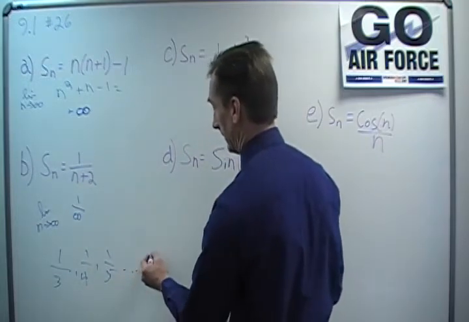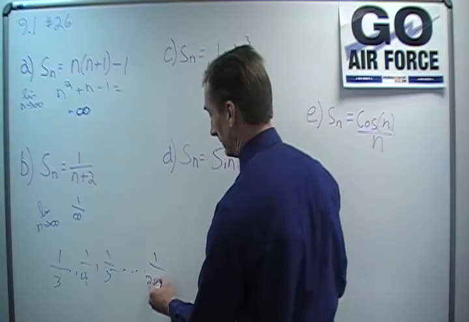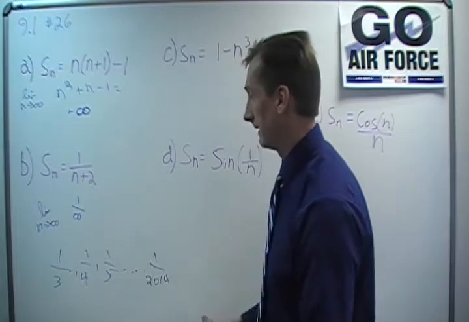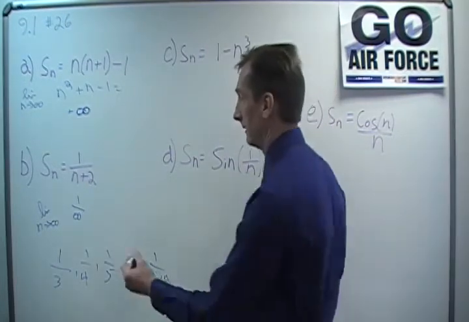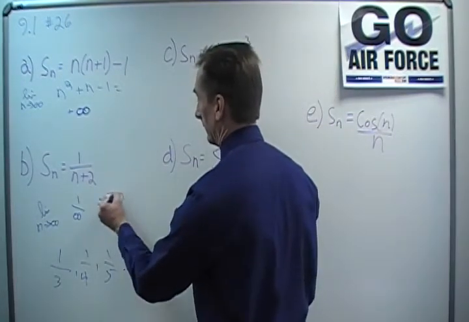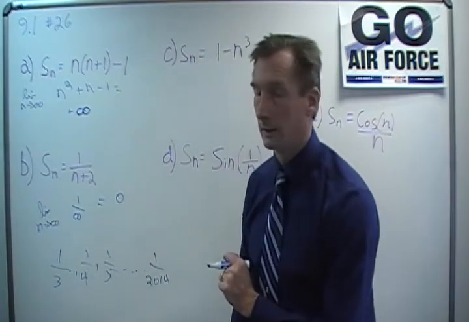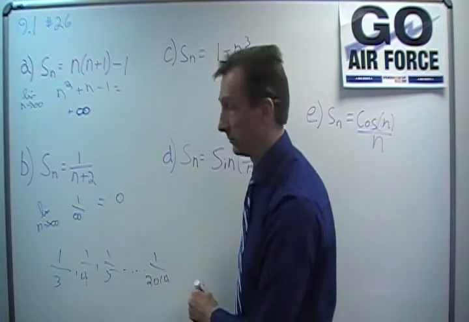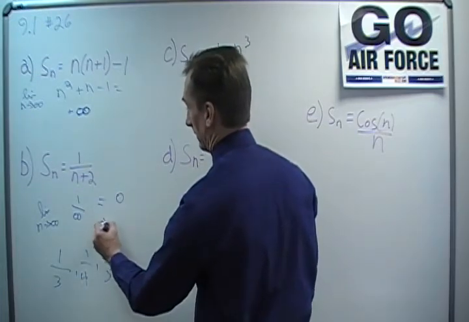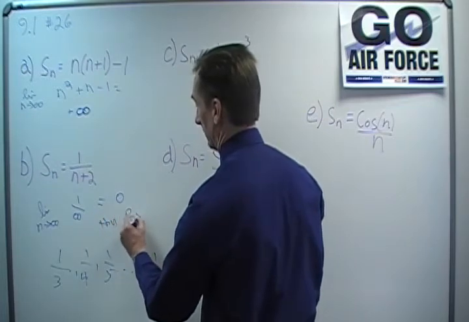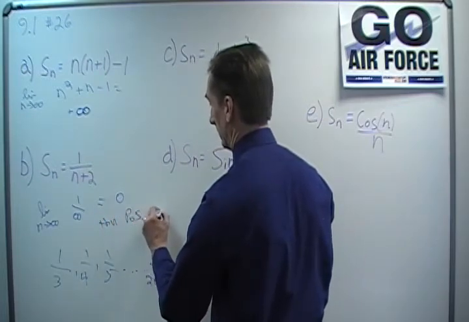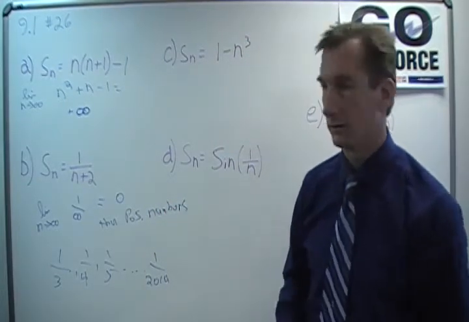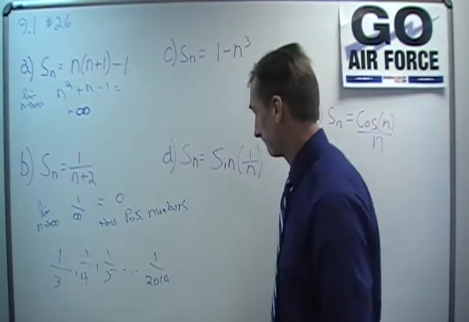Once I get out here to say 1 over 2014, I notice that number is getting really, really small. And in fact, it continues to get smaller. And this thing goes towards 0. We can see they're all positive numbers, so it goes to 0 through positive numbers. Okay, that's too easy. Let's get a little more challenging, shall we?